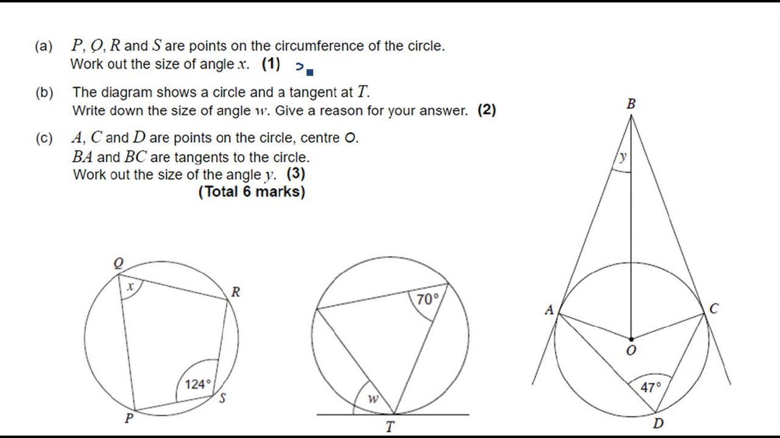So we know that x plus this angle here, 124 degrees, add up to 180 degrees. So it's a simple algebraic rearrangement. If we subtract 124 from both sides, we end up with x equals 180 degrees minus 124. So 180 minus 124 is the same as 80 minus 24, in other words 56.